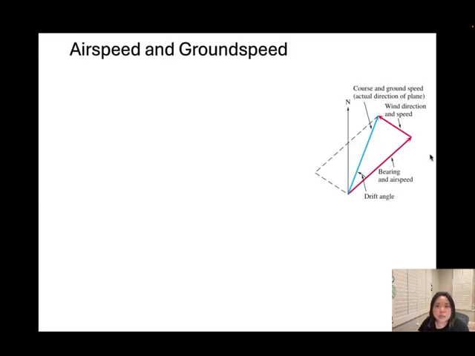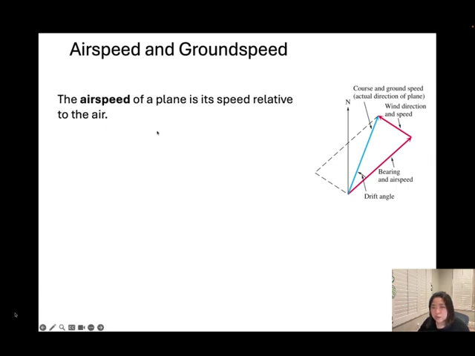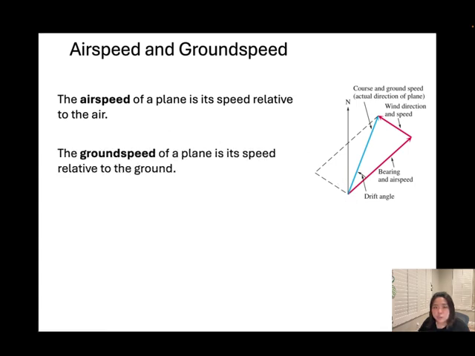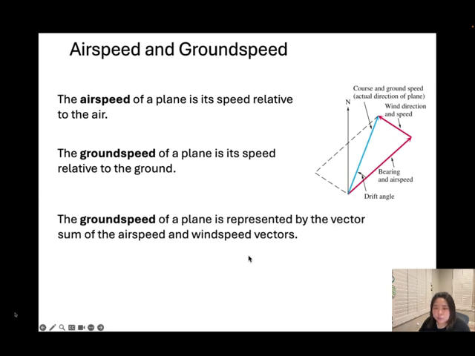Okay, airspeed and ground speed. The airspeed of the plane is its speed relative to the air. This is the airspeed. And then we have the ground speed. The ground speed of a plane is its speed relative to the ground. The ground speed of the plane is represented by the vector sum of the airspeed and the wind speed vector.